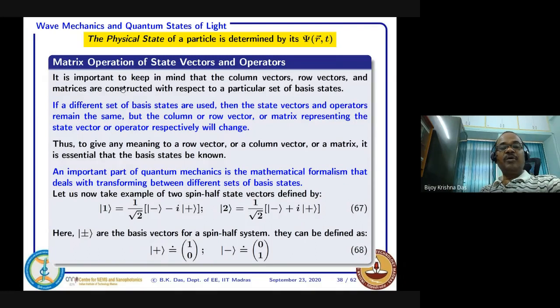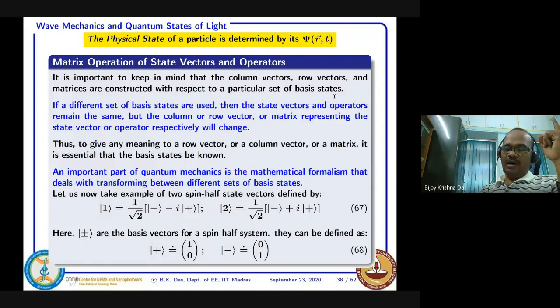It is important to keep in mind that the column vectors, row vectors, and matrices are constructed with respect to a particular set of basis states. So that is very important. First of all, you have to decide the basis states. There should be some basis vector field, and their basis states should be there. Instead of a normal three-dimensional case, you can imagine n dimensions. According to your wish, if you need more than n, you consider more, but you have to formulate such that each of these basis vectors is orthonormal to each other.